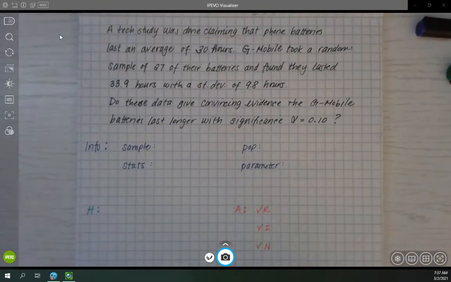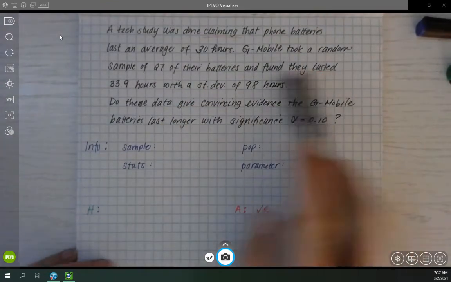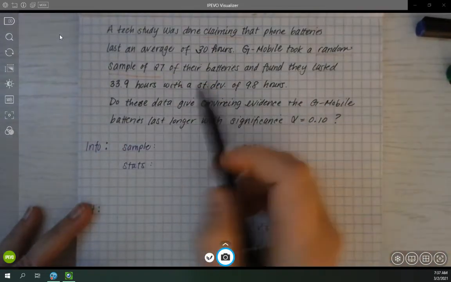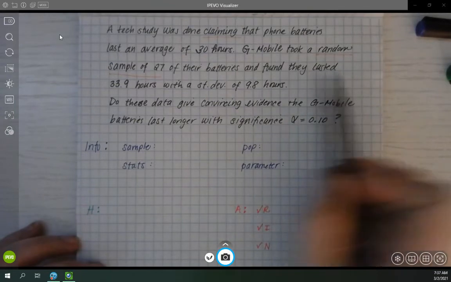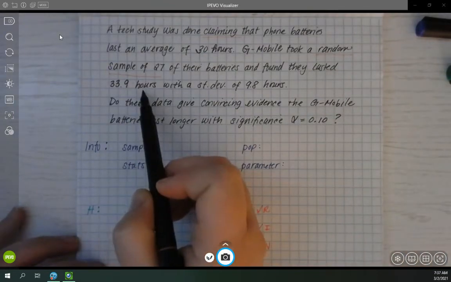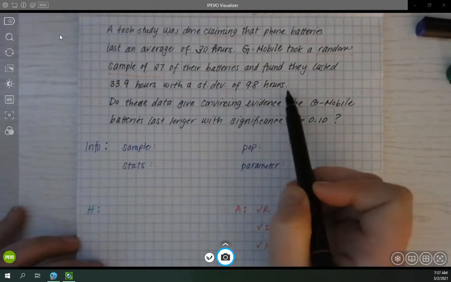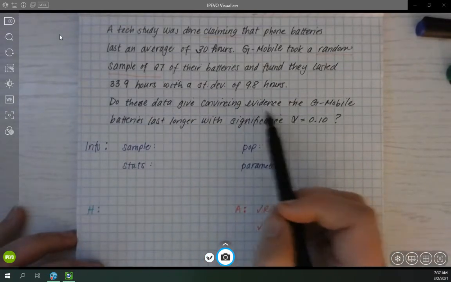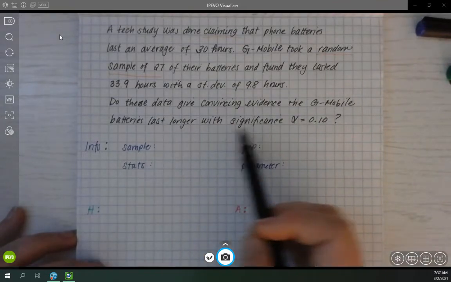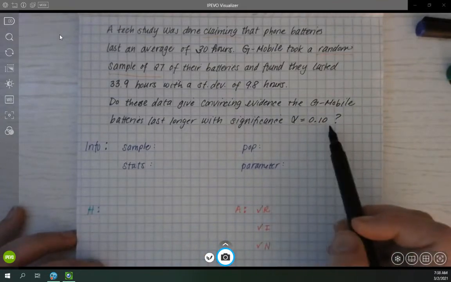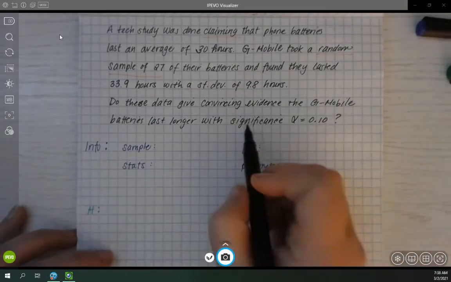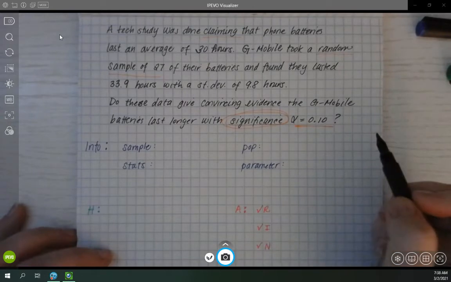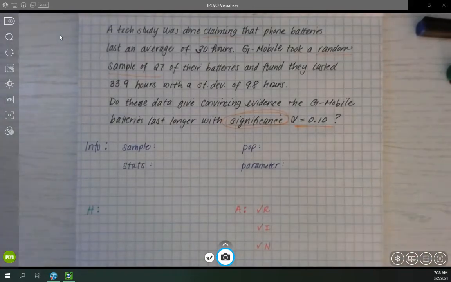I know that's important. G-Mobile took a random sample of 27, so here's my random sample, of their batteries and found they lasted 33.9 hours with a standard deviation of 9.8 hours. Do these data give convincing evidence that G-Mobile batteries last longer with significance alpha equals 0.10? So here's what I'm going to be comparing it to. This is what will tell me if I should reject or not, so that significance level.